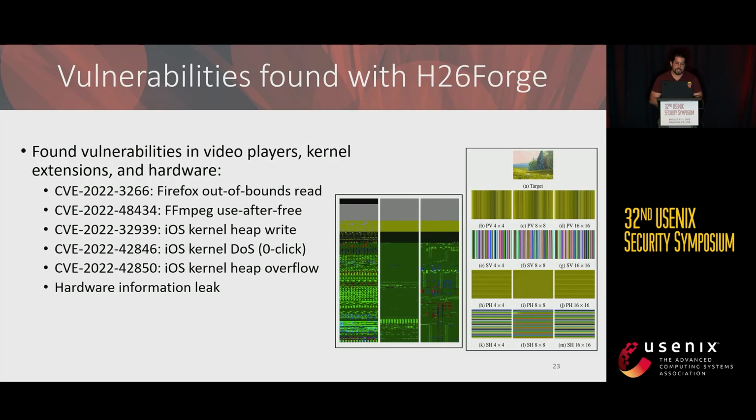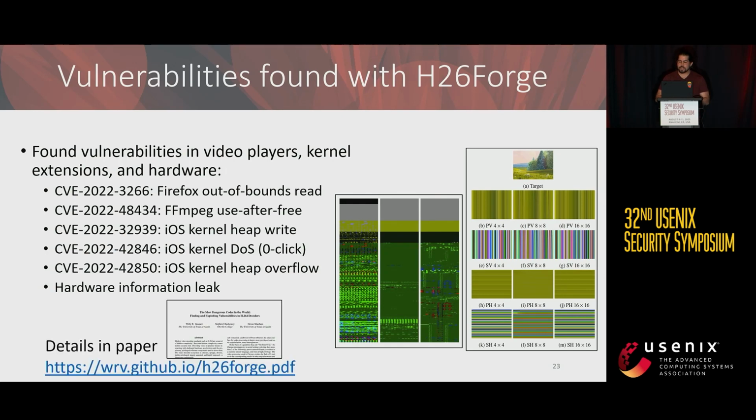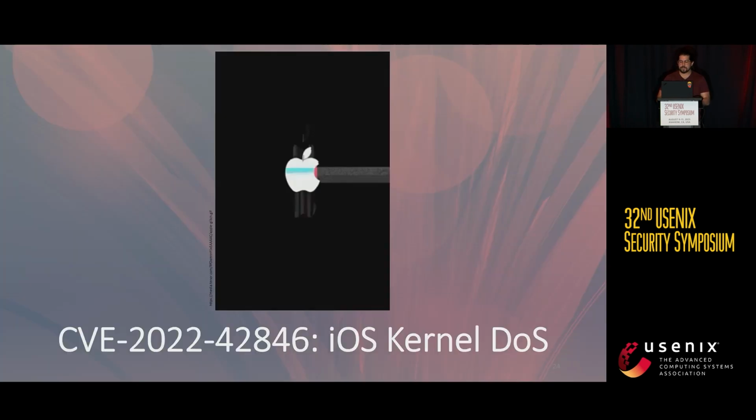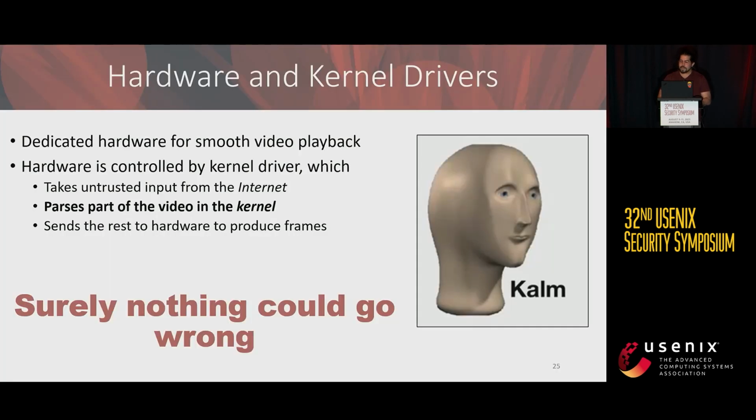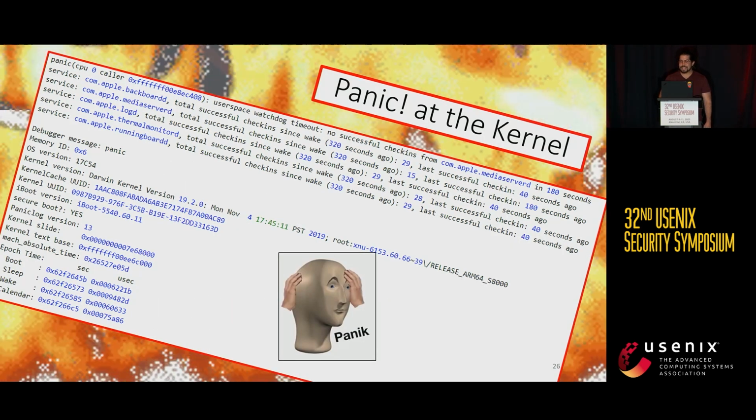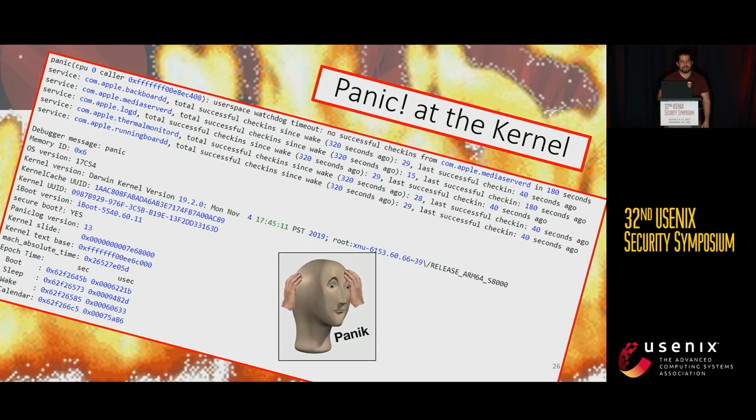Using H.264's video generation capabilities, we were able to find vulnerabilities in video players, kernel extensions, and hardware. While the details for each of these are in our paper, I only have time today to tell you about one. So now let's look at this CVE 2022-42846, an iOS kernel denial of service. So I left you at this point saying that surely nothing could go wrong. As you may have expected, things can go wrong. We can get a panic at the kernel.